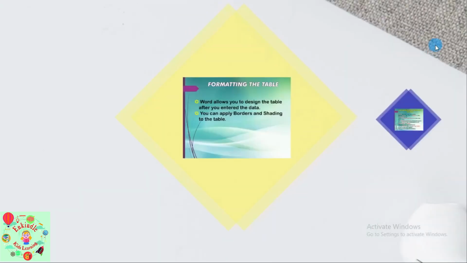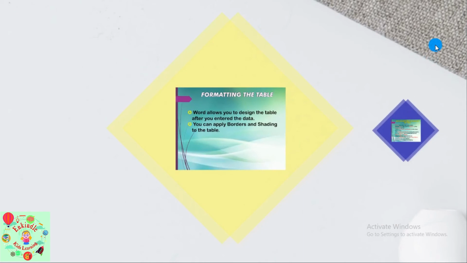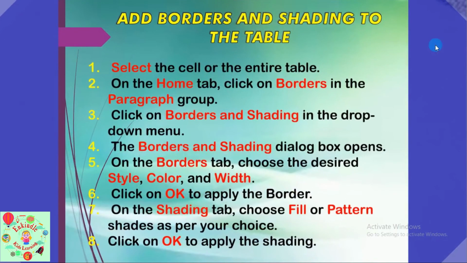At last, let's study how to format the table. Word allows you to design the table after you entered the data. You can apply borders and shading to the table. Let's see how to add borders and shading to the table. By default, Word applies a 0.5 point solid black line border around all table cells. You can change the border and shading style of the entire table or of a selected cell.